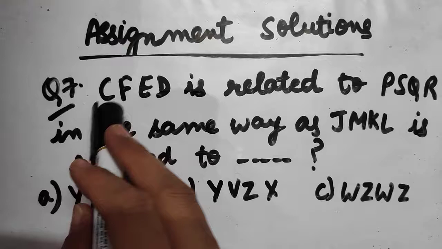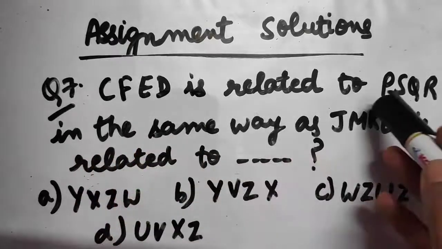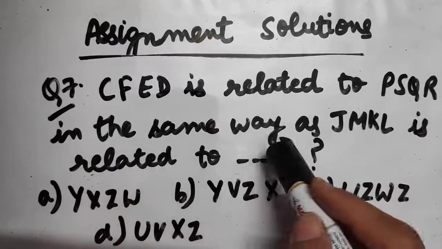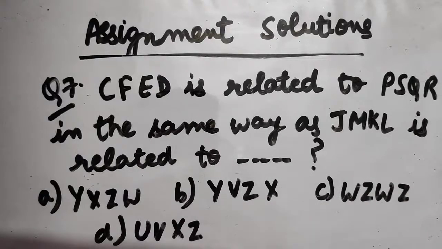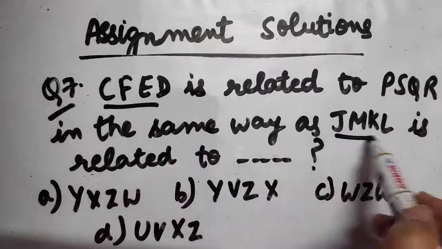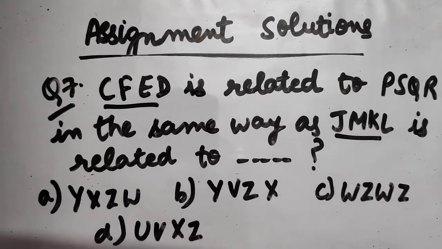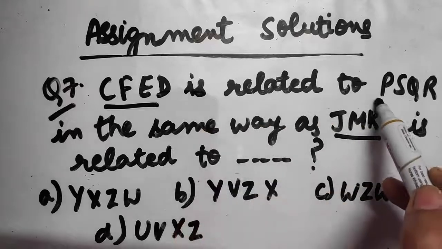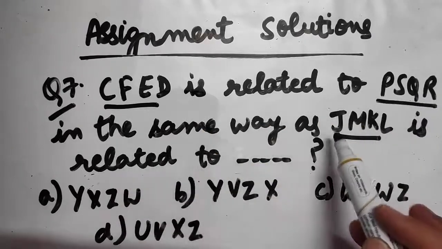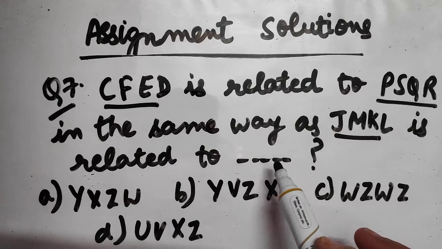Question number 7. CFED is related to PSQR in the same way as JMKL is related to what? Now again we need to find out the relationship between these two groups, and then accordingly we need to find out the answer.